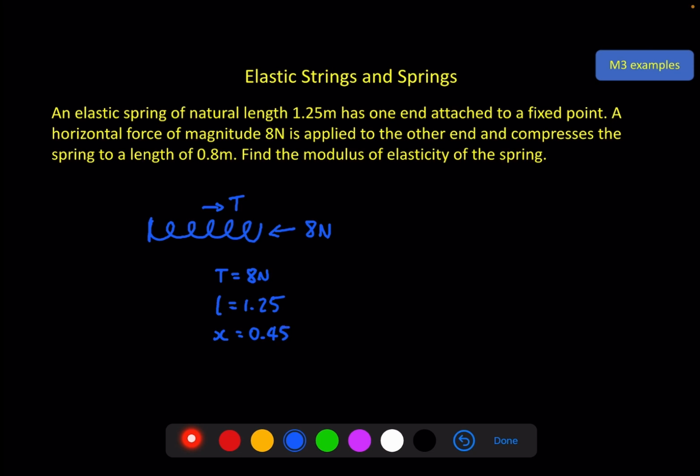And of course we know Hooke's law, T is equal to lambda x over L, and we want to find lambda. So lambda is equal to TL over x, and that is 8 times 1.25 divided by 0.45, which gives me 22.2 recurring, or as an exact answer, 200 over 9 newtons.